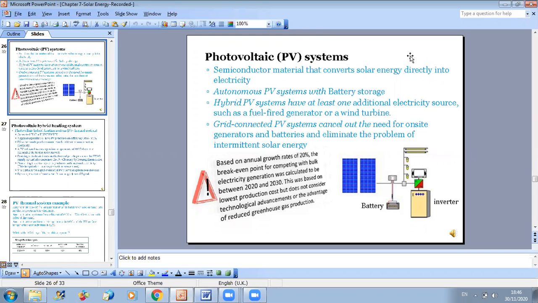Now, based on annual growth rates of nearly 20%, the break-even point for competing with bulk electricity generation was calculated to be between 2020 and 2030. This was based on lowest production cost, but does not consider technological advancement or the advantage of reduced greenhouse gas production. So with time, we are increasing the efficiency of PV a lot, such that it will become a very important source that can replace fuel energy systems.